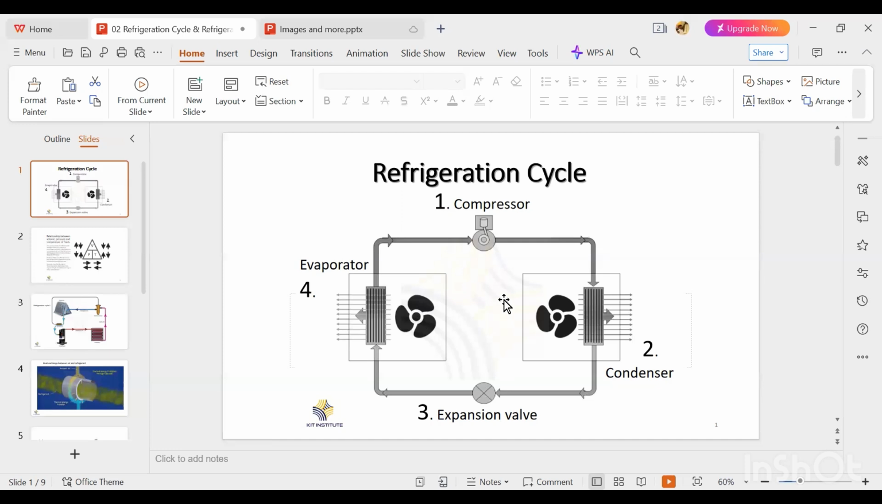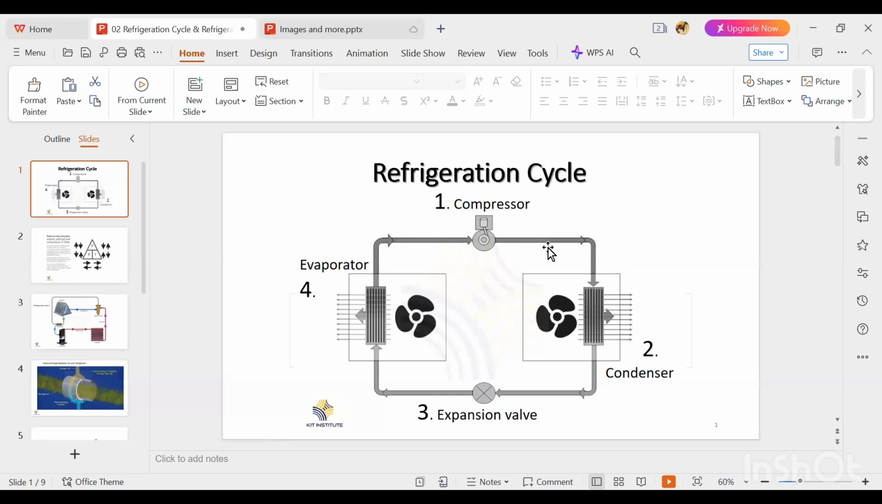The very first one is the compressor. The compressor is like the heart of the system. As you hear the word compressor, it means it is compressing something. In this case, it is compressing our refrigerant. The refrigerant is the fluid. I won't call it a liquid because it is going to be in two states. It can either be a liquid or gas at some extent throughout the cycle.